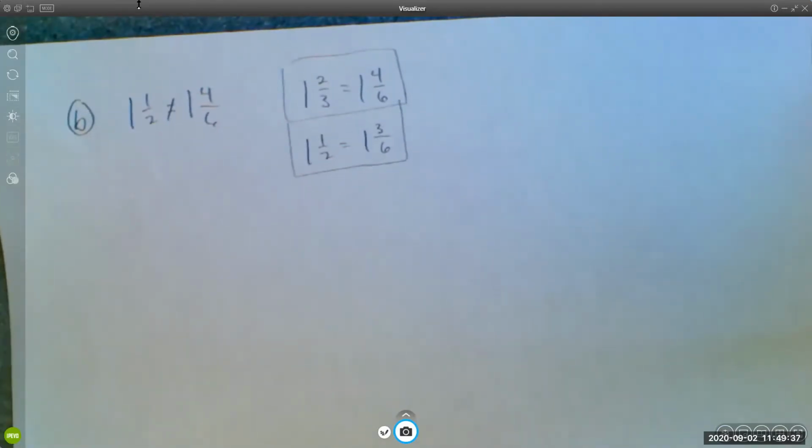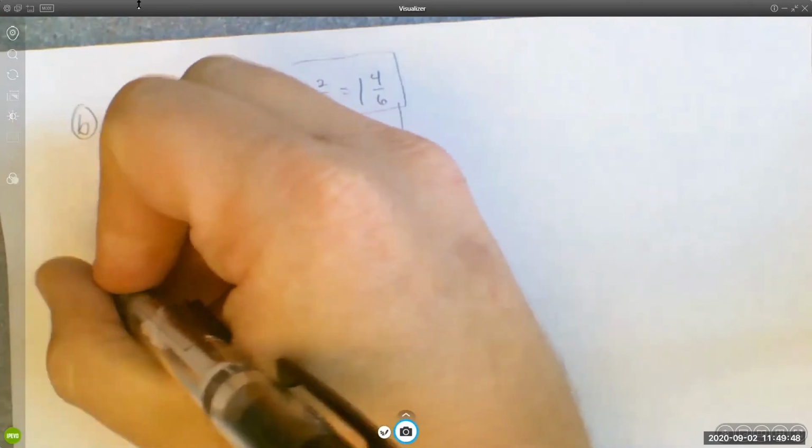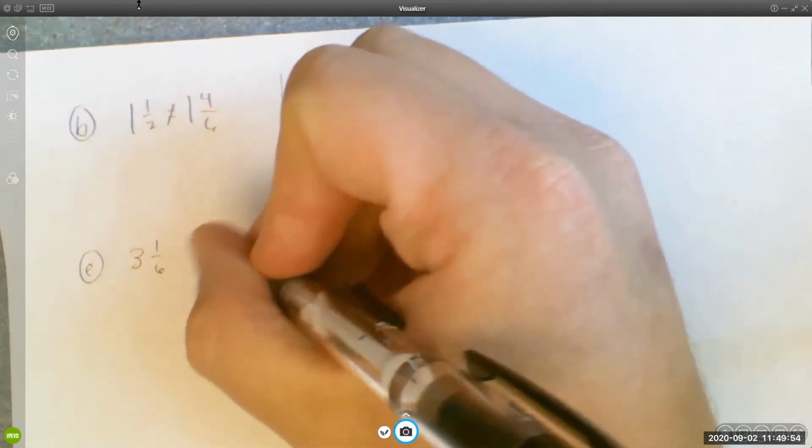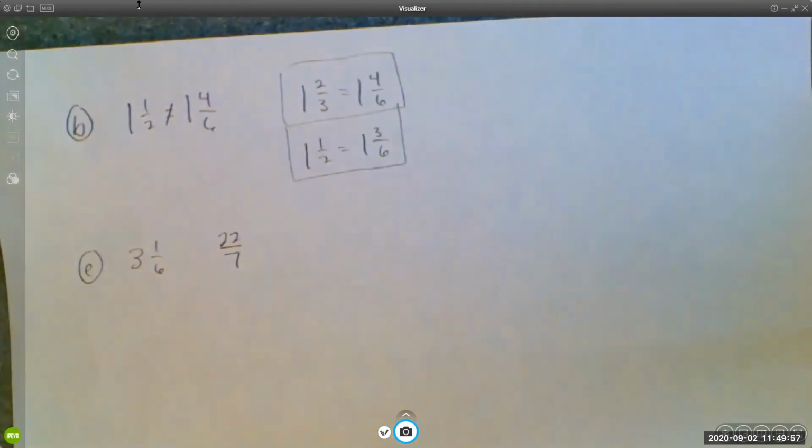But what I do want to go over is part E. Part E says to compare the following fractions to determine which is bigger. So on part E, we want to determine which one is bigger, 3 1/6 or 22/7. So which of those fractions is bigger?